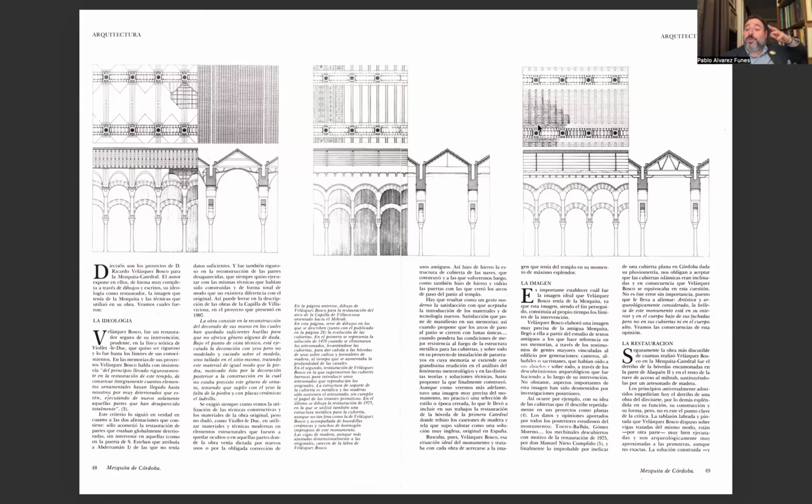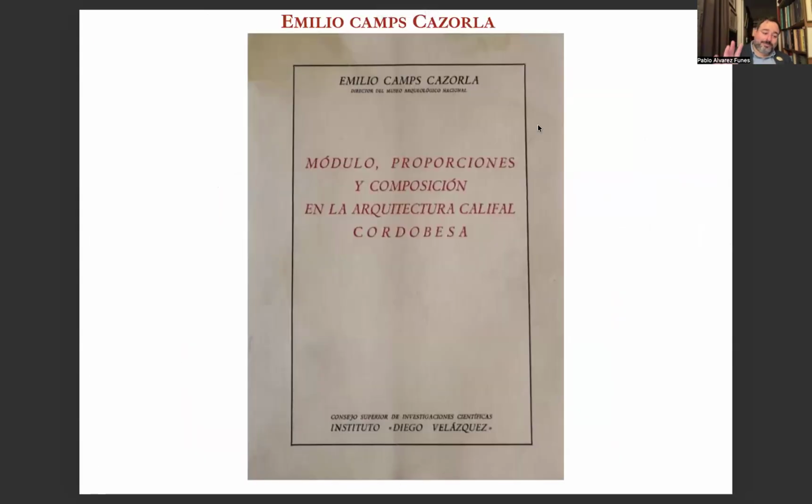And also with this modernist approach of removing a lot of the ornament that Ricardo Velázquez Bosco did, and then just putting a much simpler ceiling that was never there. But it was all this idea of purity, simplicity, etc. So it's just for you to know the stages.